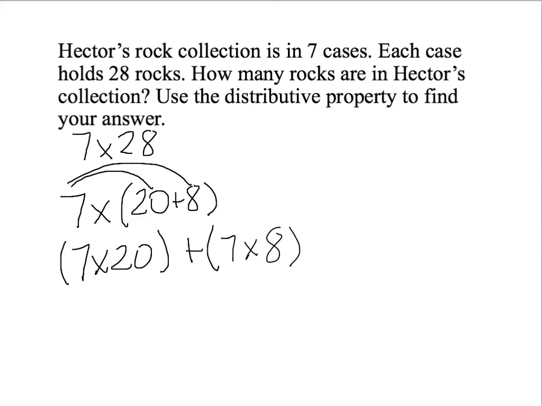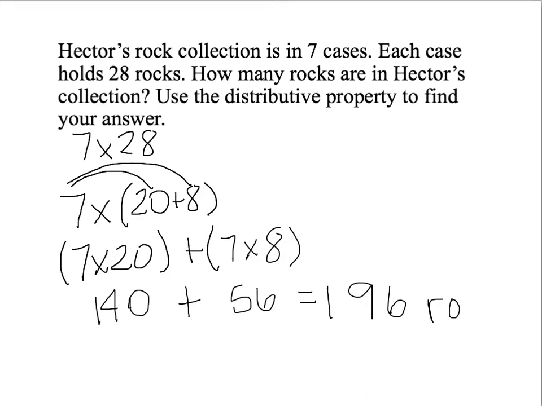So when we go to 7 times 20, we know that we can just multiply 7 times 2, which is 14, and add a 0 on the end. Then we're going to add our product of 7 times 8, which is 56. When we add these two numbers together, we're going to get our final product. So 6 plus 0 in our ones place, 5 plus 4 in our tens place, and 1 plus nothing in our hundreds place. So our final product here is going to be 196 rocks.